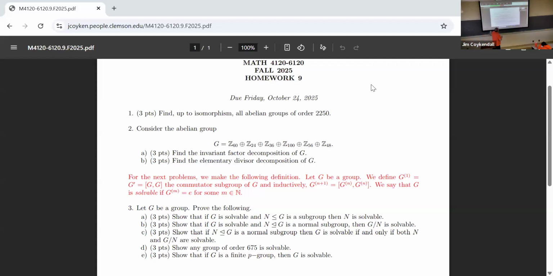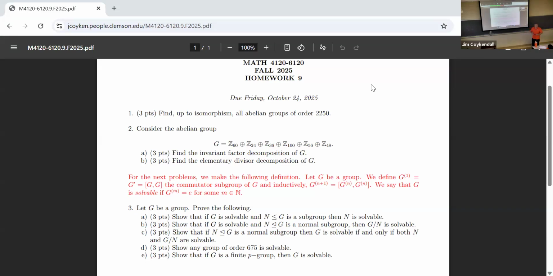My final project. Okay. Let me say a couple of words about the next homework set. We're going to get to some of the stuff very soon. The first two problems are about classification of finitely generated abelian groups. Find, up to isomorphism, all abelian groups of order 2,250.